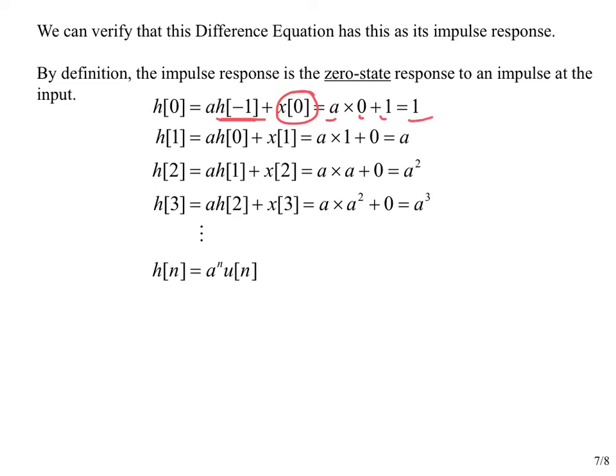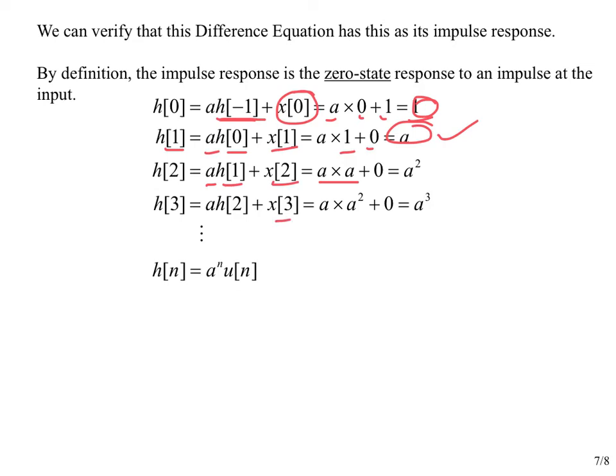Then recursing this, we go to h of 1, so we have a times h of 0. Well, h of 0 was 1, so we plug that in. And now x of 1, since the input is a delta function, delta of 1 is 0, so we have a times 1 plus 0 gives us a. Now we just keep doing this. We have a times h of 1. Well, h of 1 was a, so we have a times a.